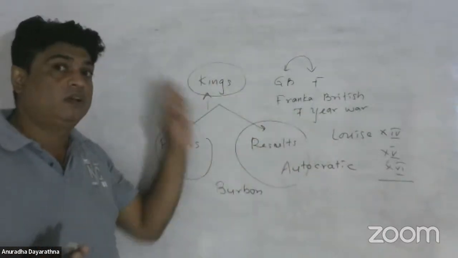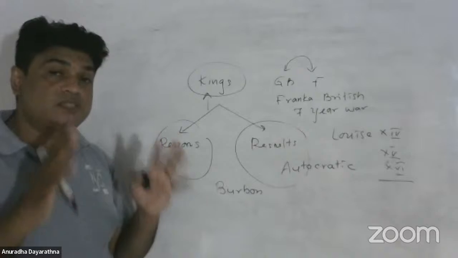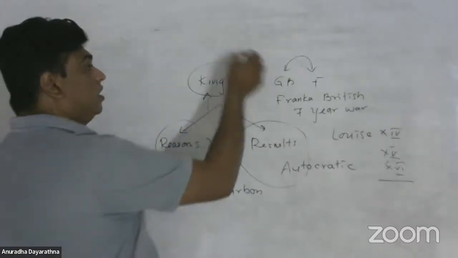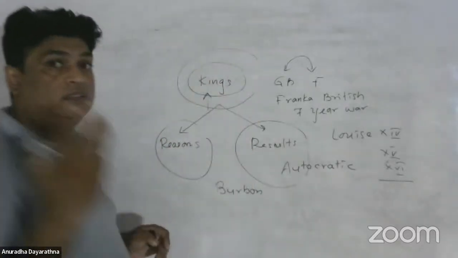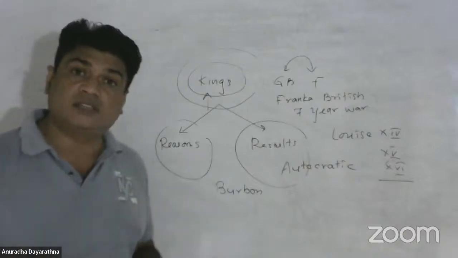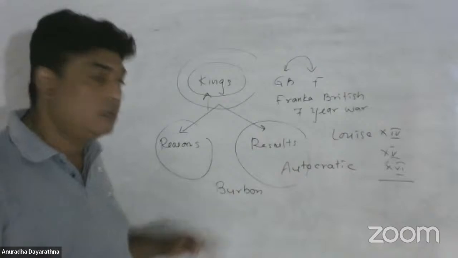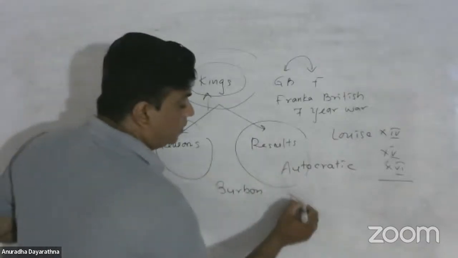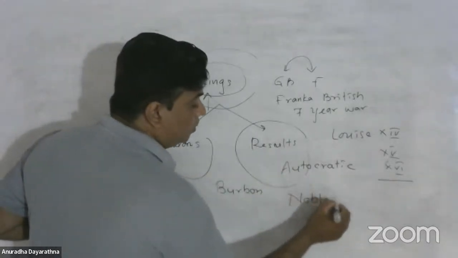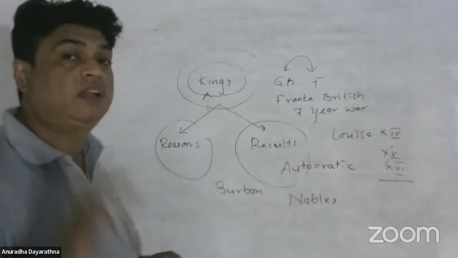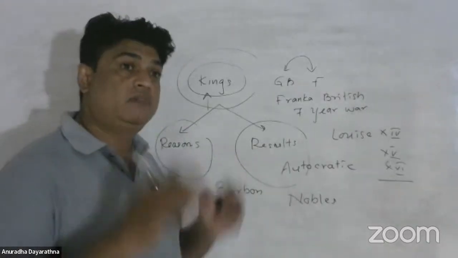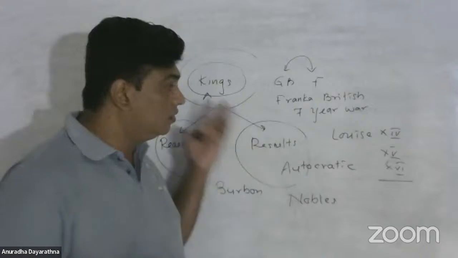So for that, we have to learn the socio-economic structure of France. We know the kings are there. So there are three stages, three classes in France. The first class, the king's class, the highest class. The second class was nobles. Nobles means those who were rich by birth. They were the landowners, and they were leading a luxurious life, just like the king.